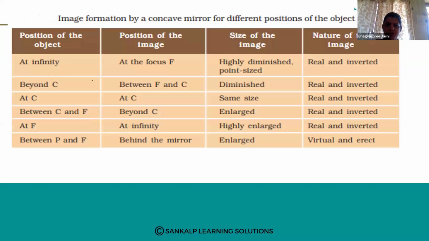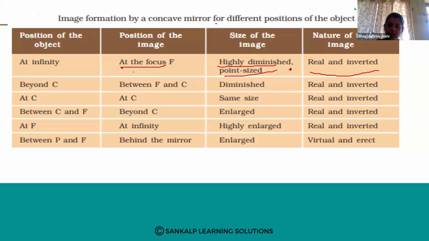Next one. Image formation by a concave mirror for different positions of the object. When you keep the object at infinity, at which position will you get the image? At the focus F. This is very, very important. And the size of the image will be highly diminished and it is point size. And the image is real and inverted. Real means we can get the image on the screen. Virtual means behind the screen.